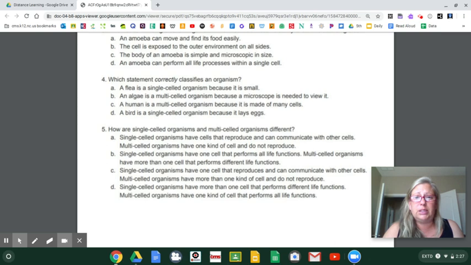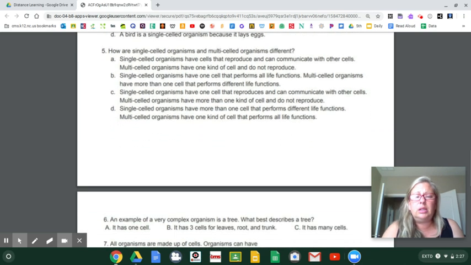C, a human is multicelled because it's made up of many cells. D, a bird is single-celled because it lays eggs. That's not anything to do with being single-celled. All right, a single cell just goes bloop and splits apart. All right, I know which one that one is. I think you do too.